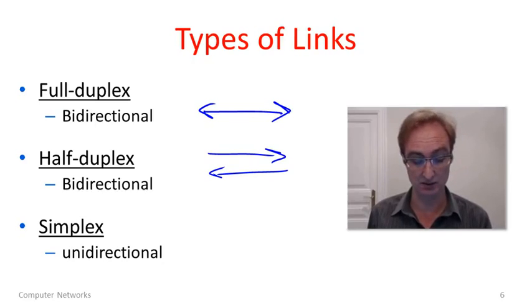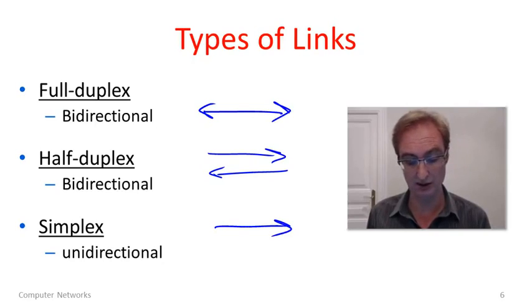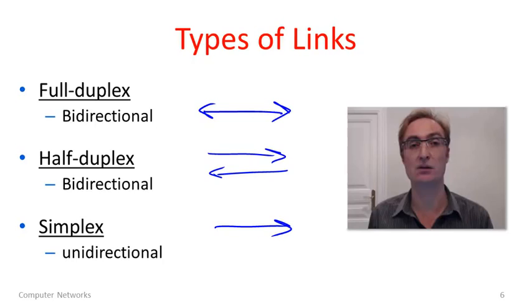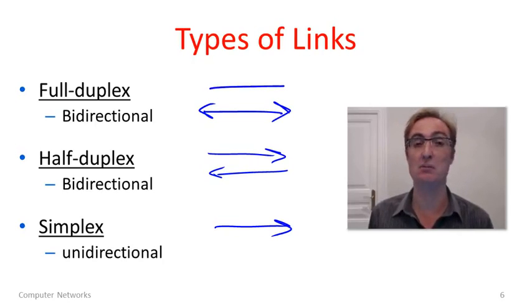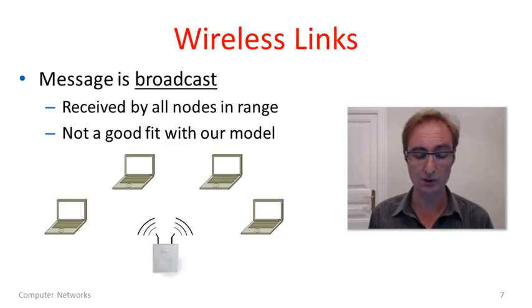And finally, for the sake of completeness, I'll point out that there are also simplex links, which are unidirectional. They can only be used in one direction at any time. These links are not very common. We really aren't likely to come across them very much because most communication is bidirectional, really. And so I'll usually just draw a line like this, and it will usually mean a bidirectional full duplex link in graphs, or at least bidirectional, even if not full duplex.